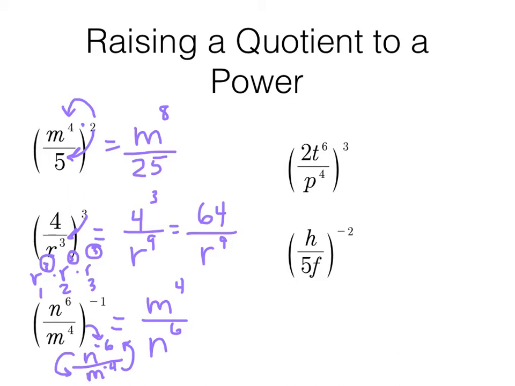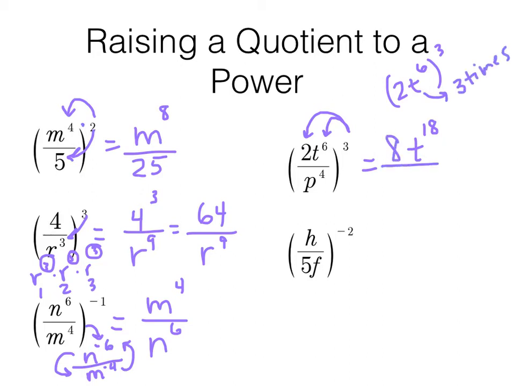All right, let's try this one. Now be careful. We are multiplying those exponents. That will be t to the 18th power. But it will not be 2t to the 18th power. It will be 2 to the 3rd power. Because 2t to the 6th cubed means this thing times itself 3 times. So 2 times 2 times 2 would not give me 2. It would give me 8.